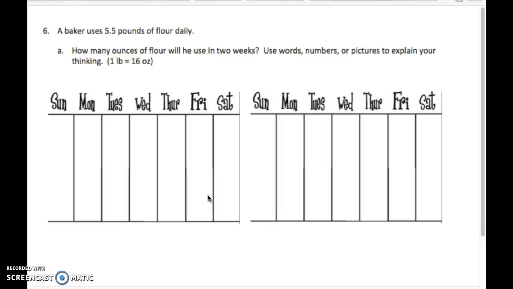All right, let's look at question 6. So it starts out by telling us a baker uses 5.5 pounds of flour daily. How many ounces of flour will he use in 2 weeks? Use words, numbers, or pictures to explain your thinking.